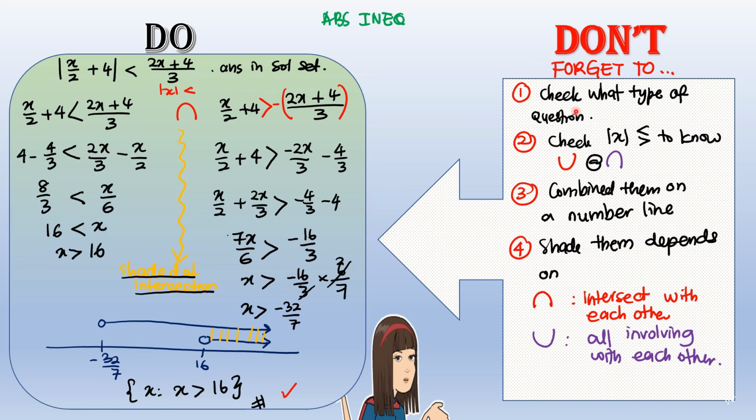Alright. Don't forget to check what type of equation and check if it is modulus x greater or less, so we can decide our symbol, union or intersect. Combine them on a number line. Okay, you have to remember this. My hint is if you separate it at the beginning, you have to combine them at the end. Alright. Next, we shade depends on our symbol. If we use intersect, that's when we shade intersect with each other. If we use union, we shade union with each other.